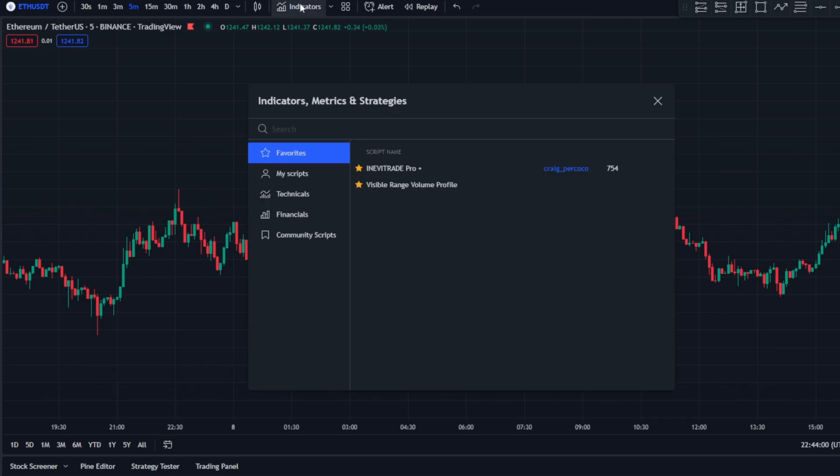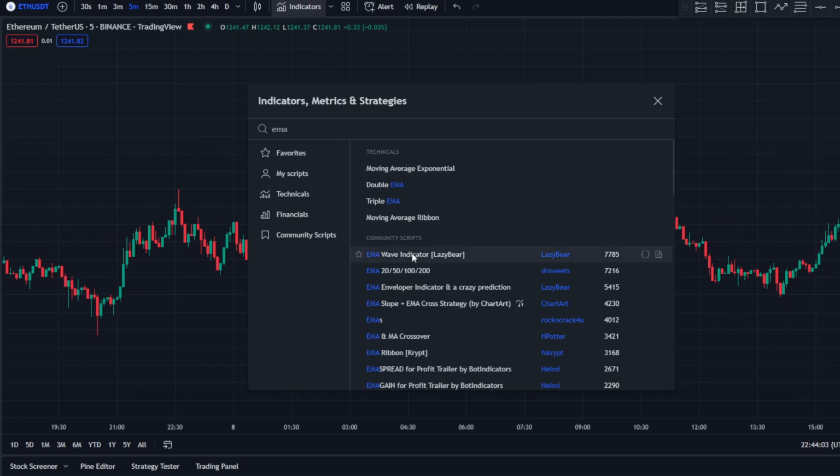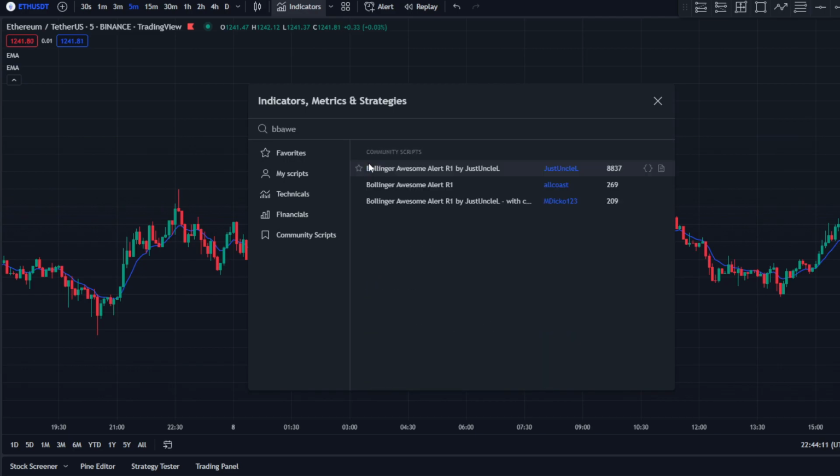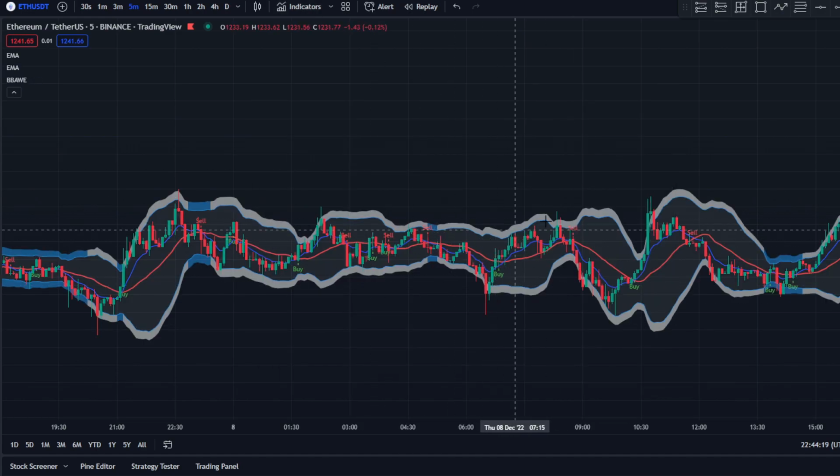So obviously, let's get right into the video by bringing through the indicators that you guys will be needing. First up, we will be using your EMA indicator. So search up EMA. Click it twice because we will be using two of the EMAs. Next up, you want to use your Bollinger Band. So search up BBAWE. It is this Bollinger Awesome Alert R1 by Just Uncle. So you want to click on that. And these are the two indicators that we'll be using.